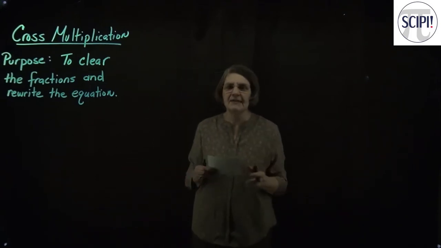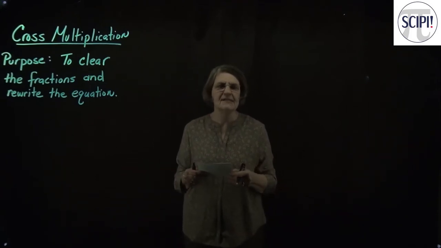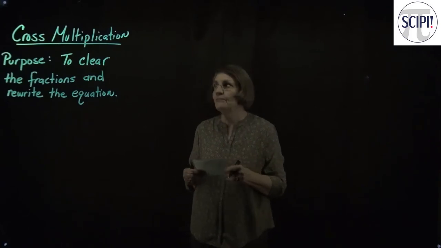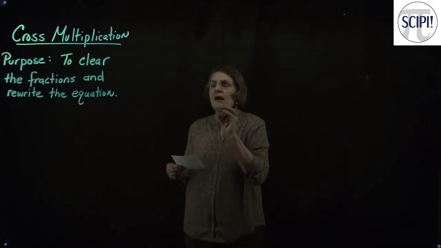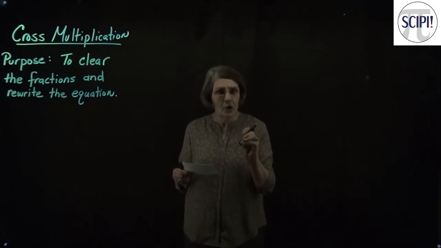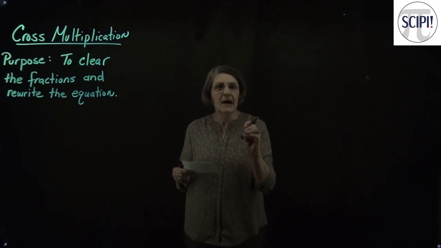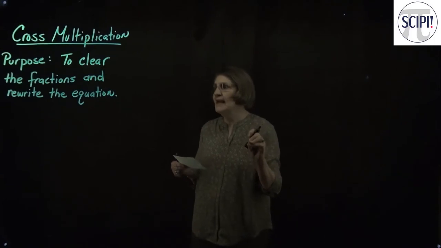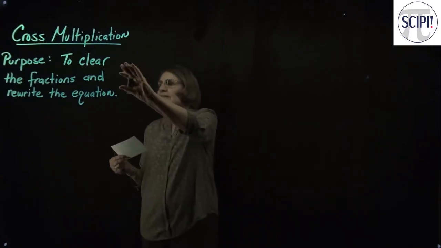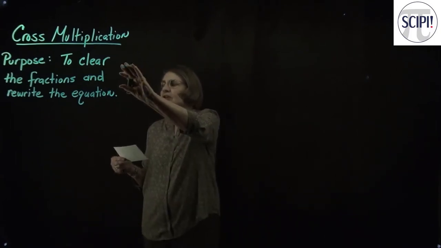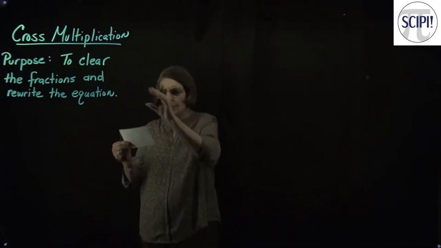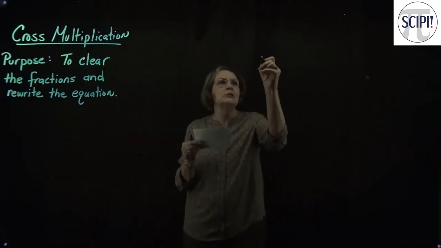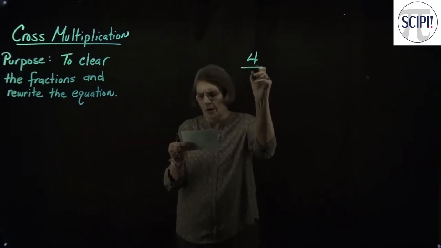We're going to be using the fraction strategies that we had learned in a previous video. Fractions can really be difficult, but we need to think about clarifying and reducing them when we're doing cross multiplication. So the purpose of cross multiplication is to clear the fractions and rewrite the equation. What do I mean by that? Well, let's look at a sample problem.